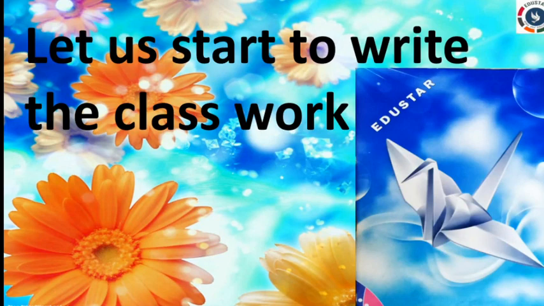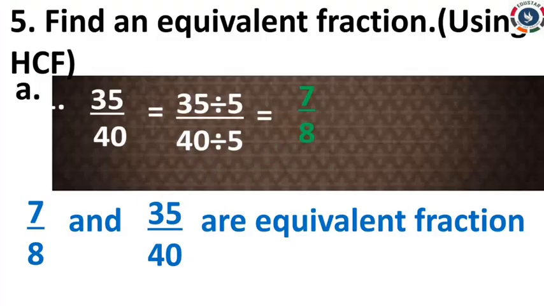Let us start to write the classwork. So take your math classwork note. Already we have completed the 4 topics, so continue from that. 5: Find an equivalent fraction using HCF. A: 35 by 40. What is the HCF of 35 and 40? 5. So you have to divide both values. You will finally get 7 by 8. So 7 by 8 and 35 by 40 are equivalent fractions.